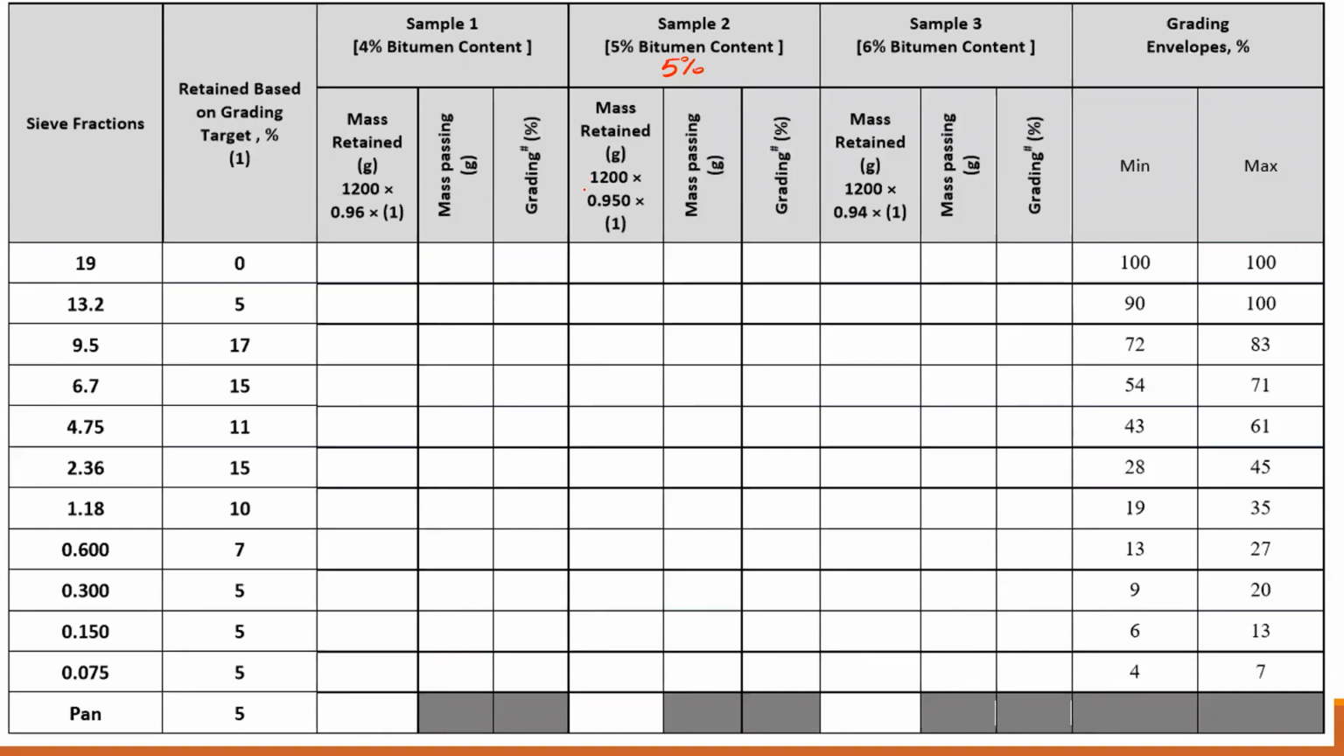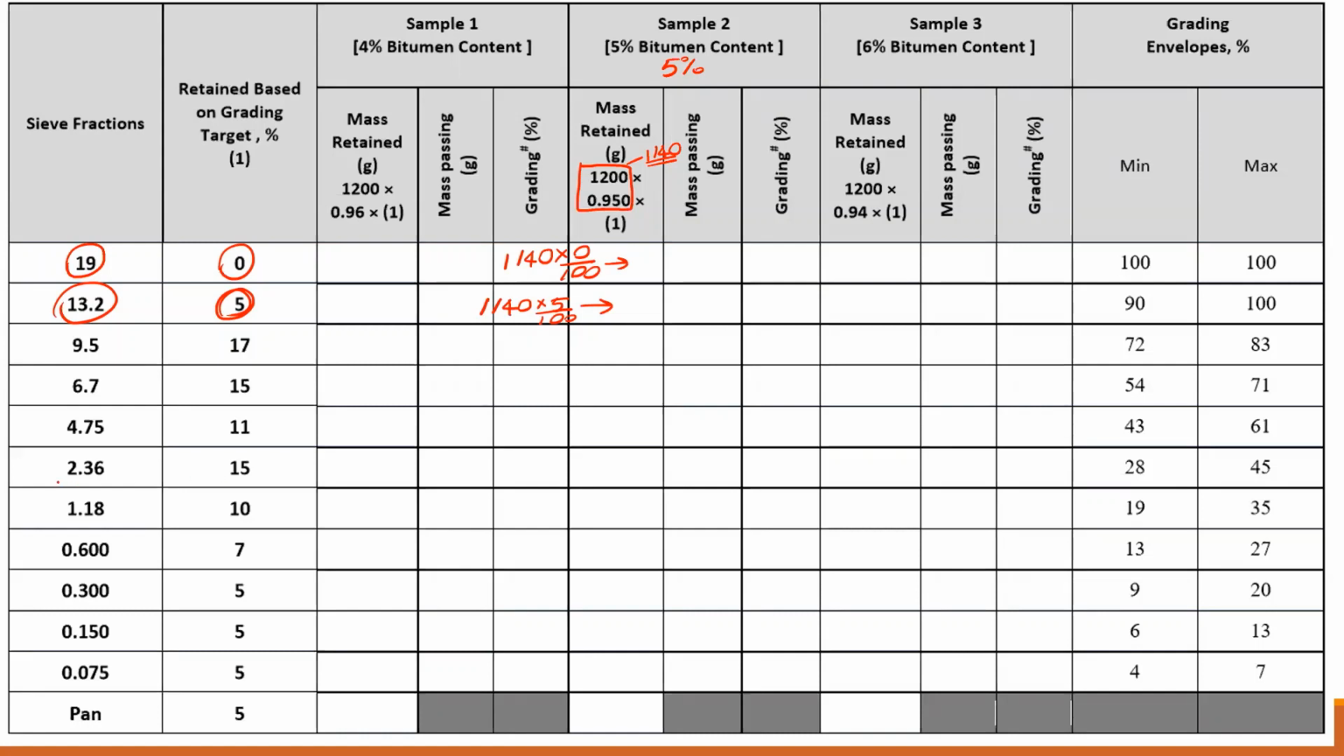Now this 1200 times 0.95 is our 1,140. So to make this 1,140 from the size 19 millimeters, we have to take 1,140 times this much, 0%. If we find that, that will be our first one. From 13.2 millimeters, we have to take 5% of that. So to make 1,140, we take 5% of that, and that number will come here.